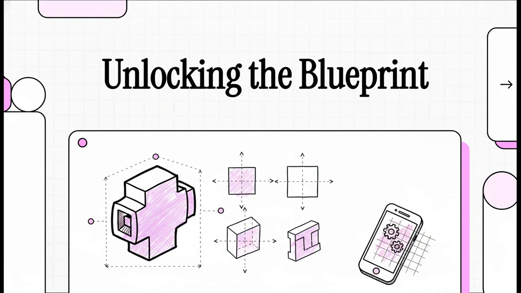You ever look at a massive skyscraper, a super complex engine, or even just the phone in your hand and wonder, how did they build that so perfectly, starting from just a flat drawing? Well, the secret is this incredible universal language of drawing called orthographic projection. So let's dive in and crack the code.